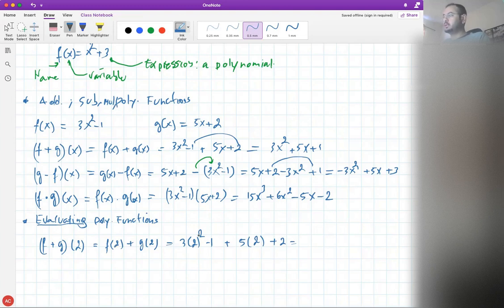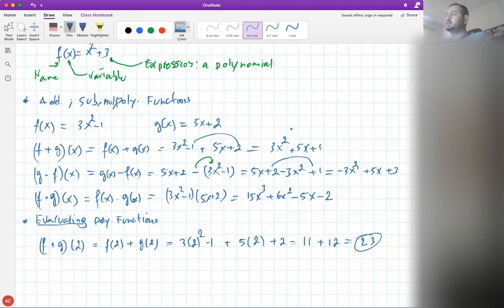So this is 2 to the second, that's 4, times 3 is 12. That's 12 minus 1 is 11. 11 plus 12. 5 times 2 is 10, plus 2 is 12. And that's 23. So when you evaluate, if you have a number here, the answer is a specific number.